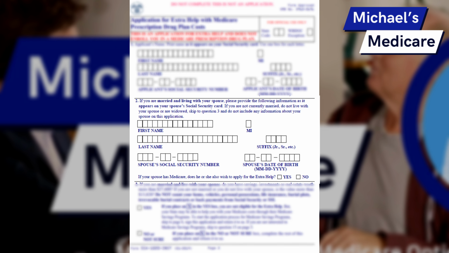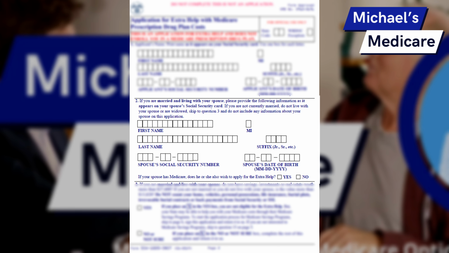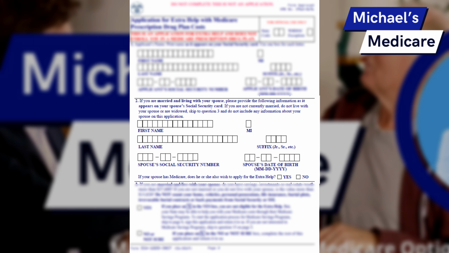it. Oh, also going back, I do want to mention here if you do have a spouse who also wants to apply for extra help, you can include their information on there. So you can have both folks applying for it if you're both on Medicare and have prescription drug coverage and want to get help paying for it. So it's a nice benefit to be able to kind of do it all together.